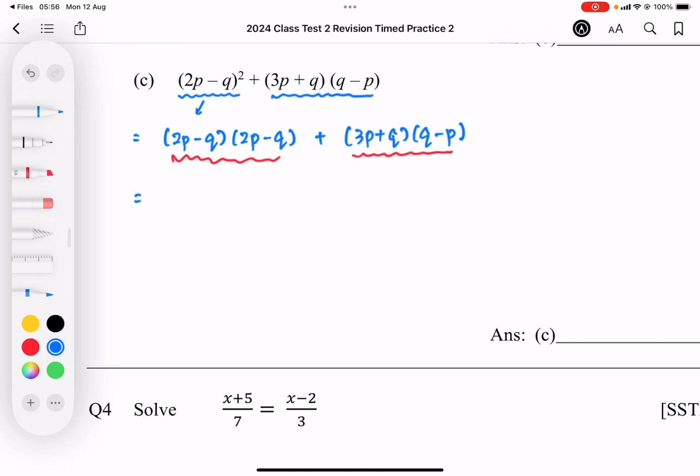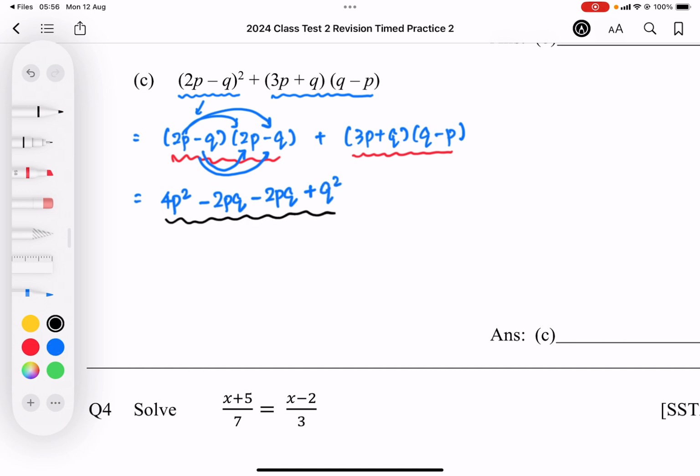So here, going by distributive law, we have 2p times 2p will give us 4p squared. 2p times negative q will give us negative 2pq. Then here, negative q times positive 2p will give negative 2pq. And negative q times negative q will give positive q squared. So what we have done is we have expanded this part here.